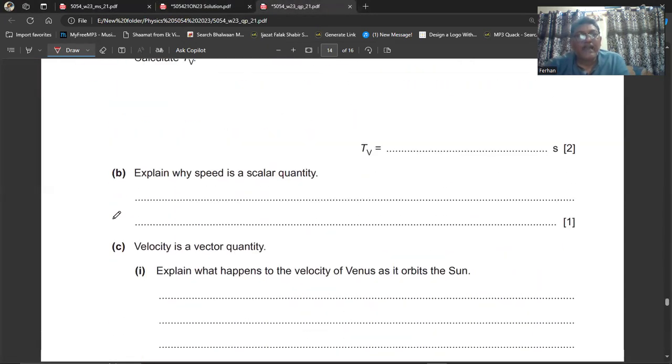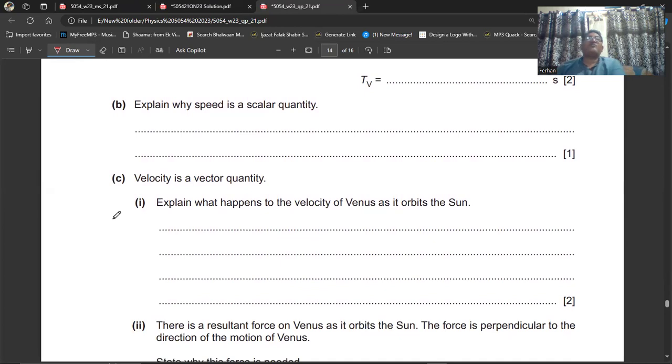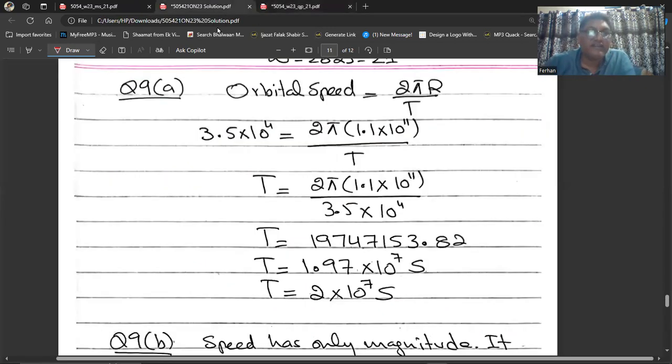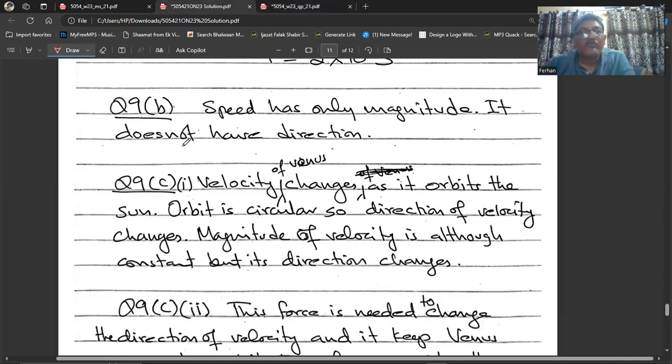Okay, question number 9, its B part is: explain why speed is a scalar quantity. Speed is a scalar quantity because it has no direction, it has only magnitude. That's why we say that speed is a scalar quantity. Speed has only magnitude, it does not have direction.